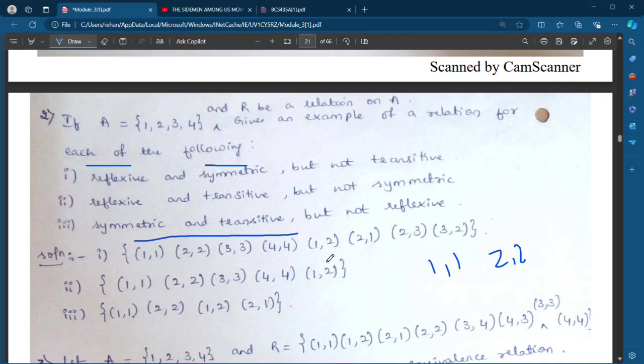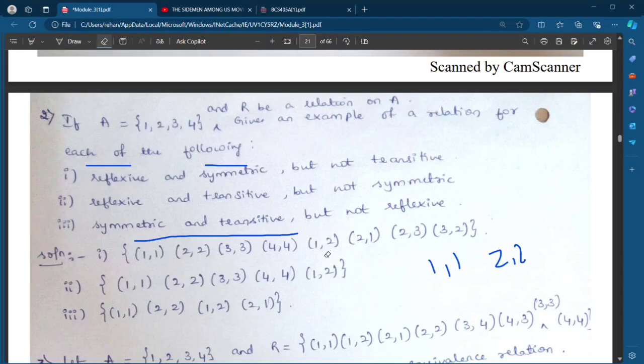Now if I take 1 comma 1 and 1 comma 2, that is A comma B, and this is B comma C, then 1 comma C. So I cannot take that. Why? Because it will become transitive. So don't consider this set here.